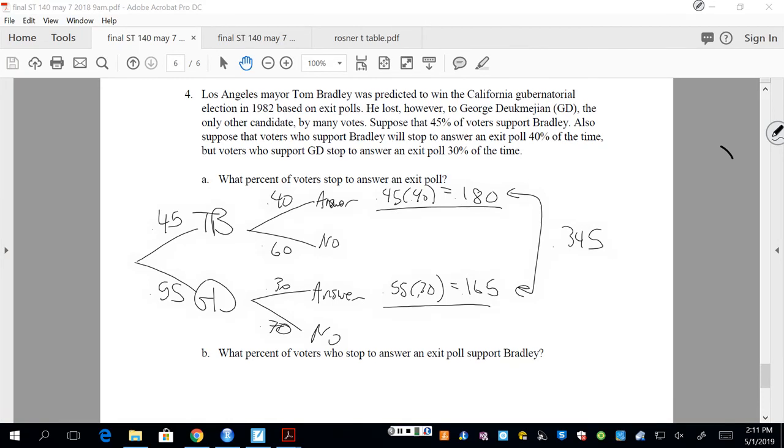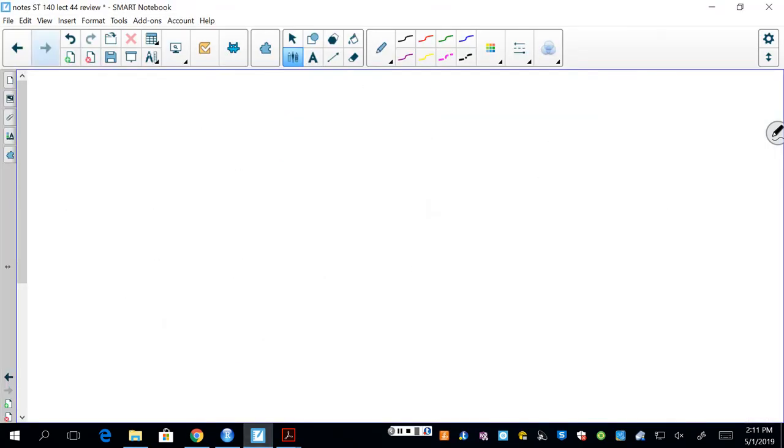So what percent of the voters who stop to answer will support Bradley? What's the chance they say Tom Bradley, given that they actually answered? Right? What is the news going to be picking up on in terms of predicting the chance of him winning? This is relative number 5. So we want the probability that they say Tom Bradley, given that they actually answer.